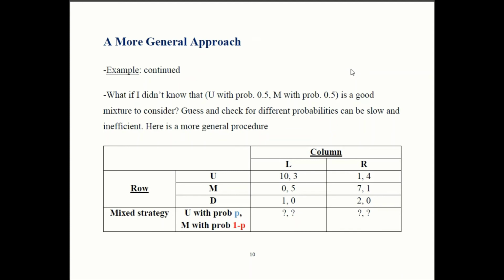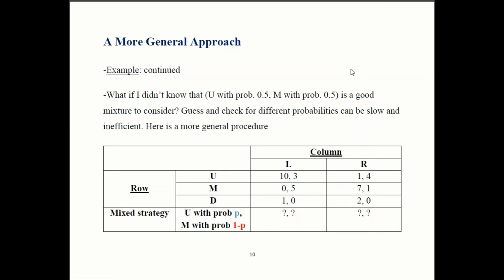Possible question from the audience. I told you that the mixed strategy involved playing U half the time and M the other half of the time. I gave you the probabilities. Now what if you're looking at some game and you don't know in advance what the probabilities are? How do you deal with that?